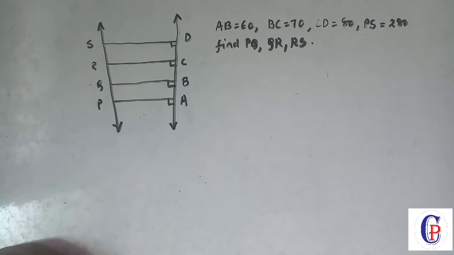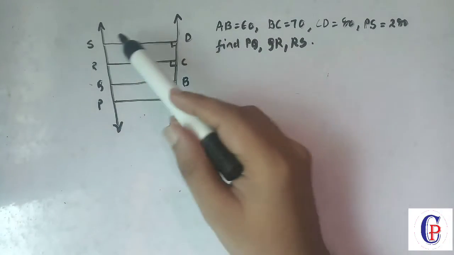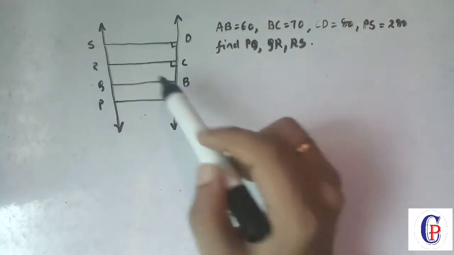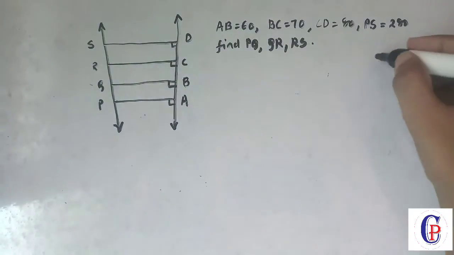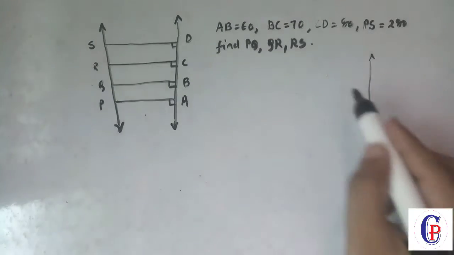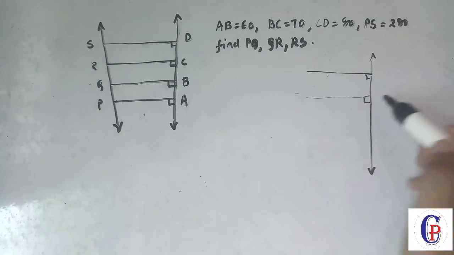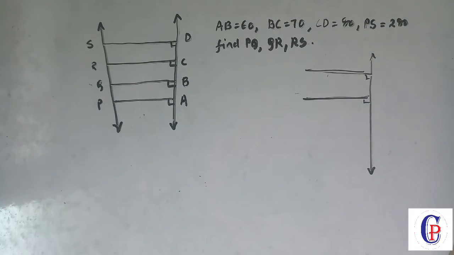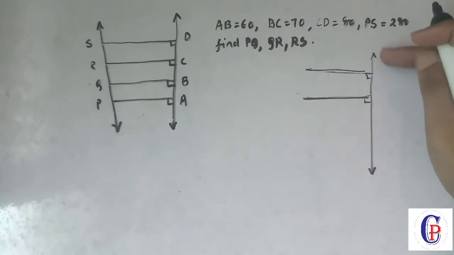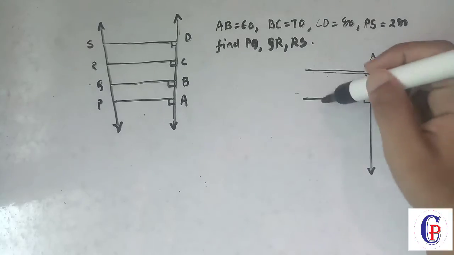Now what is given to us is that SD is perpendicular to this line, RC is perpendicular to this line, and QB is perpendicular to this line. We should know one thing: if a line is perpendicular to a given line, and we have one more line which is perpendicular to the same line, then these two lines become parallel. If two lines are perpendicular to this line, then these two lines are parallel to each other.